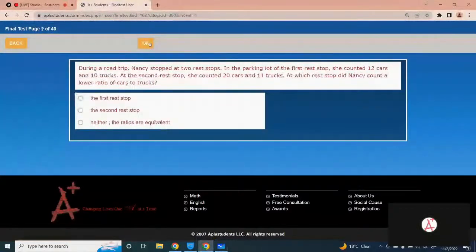Okay, the next one is: during a round trip, Nancy stopped at two rest stops in a parking lot. At the first rest stop, she counted 12 cars and 10 trucks, so it would be 12 over 10. At the second stop, she counted 20 cars and 11 trucks. At which rest stop did Nancy count a lower ratio of cars to trucks? So it would be 12 over 10.